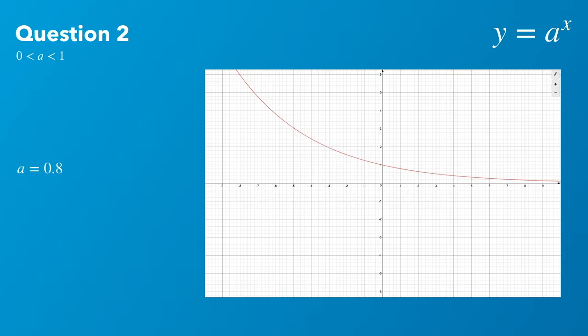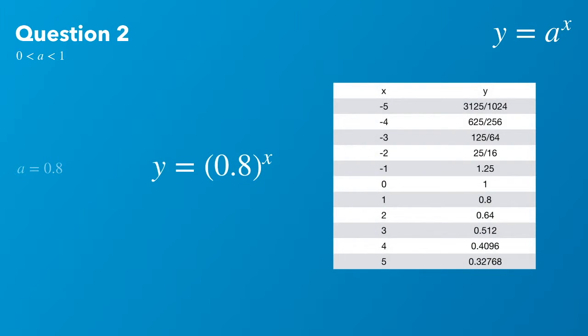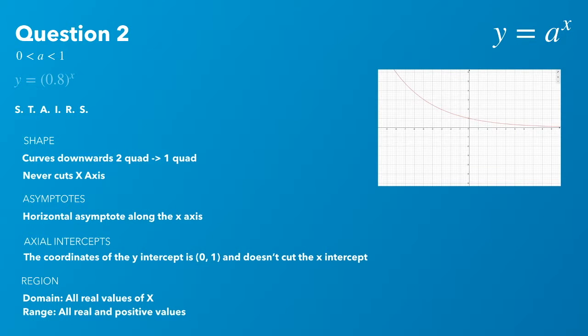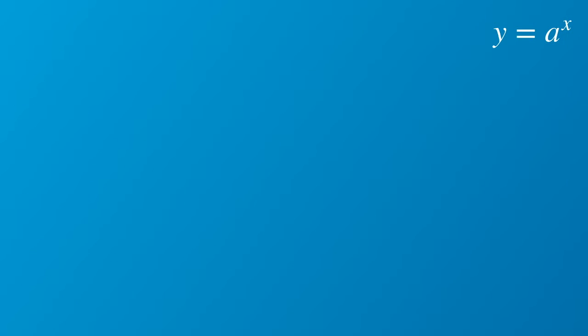For question 2, we have a greater than 0 and a smaller than 1, and a is equals to 0.8. For x, we have ranging from negative 5 to 5 in the table. We have a shape of a curve downwards from the second quadrant to the first quadrant. It never cuts the x-axis, and there is a horizontal asymptote along the x-axis. The coordinates of the y-intercept is 0, 1, and it doesn't cut the x-axis, and the domain is all real values of x with a range of all real and positive values.